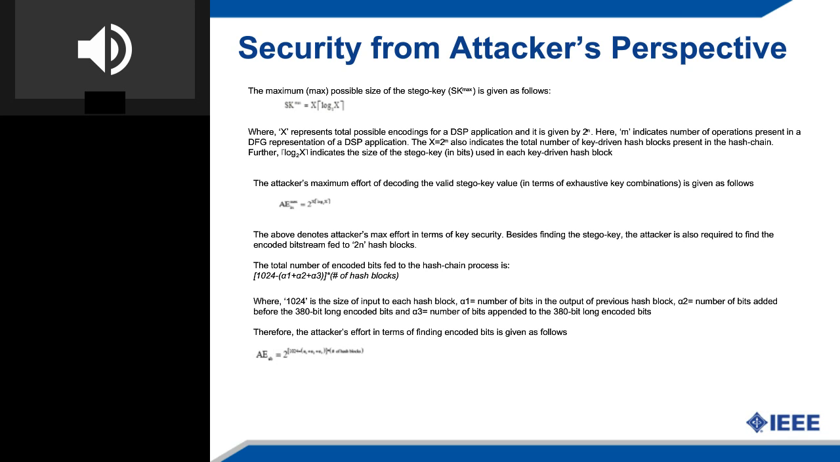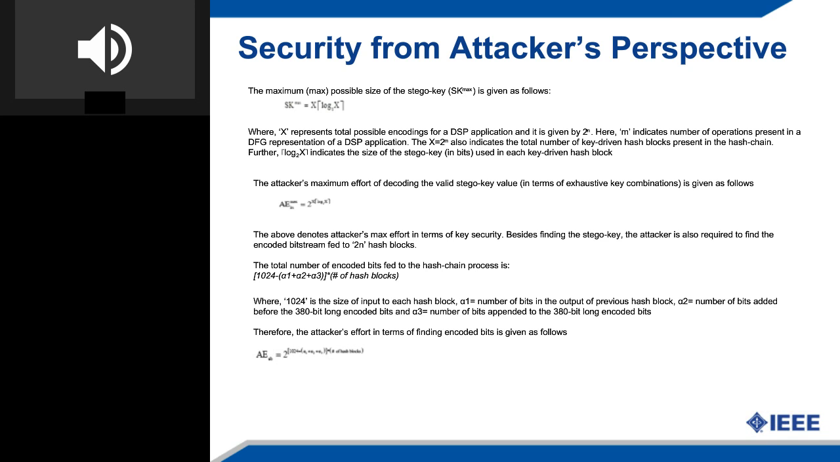The total number of encoded bits fed to a hash chain process is therefore given as 1024 minus (alpha 1 plus alpha 2 plus alpha 3). But this information on alpha 1, alpha 2, and alpha 3 is unknown to an attacker, and that is multiplied by the number of hash blocks that are part of the hash chaining process. Alpha 1 would mean the number of bits in the output of the previous hash block that is considered. Alpha 2 would mean the number of bits added before the 380-bit long encoded bit stream, and alpha 3 would mean the number of bits appended to the 380-bit long encoded bit stream.